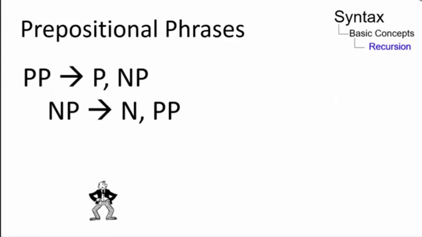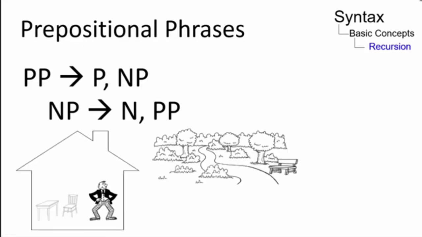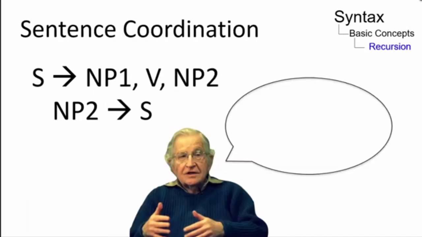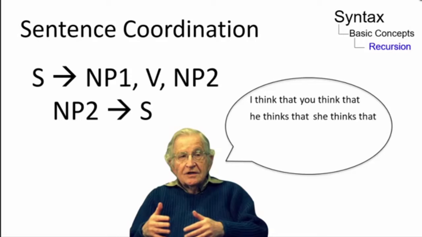Prepositional phrases also lend themselves to recursion. Jack can be sitting on the chair, at the table, in the house, by the park, in the town, with the garden, next to the lake, and so on. Similarly, on the level of sentence coordination, I can think that you think, that he thinks, that she thinks, that they think, that we think that linguistics is great.